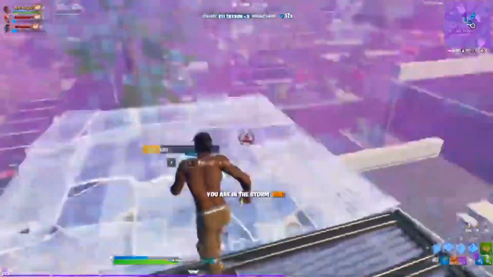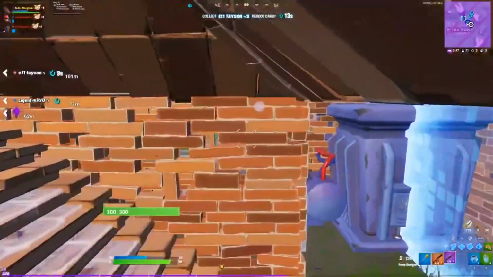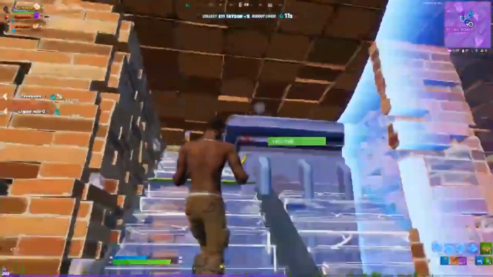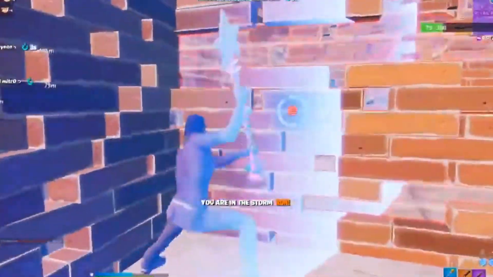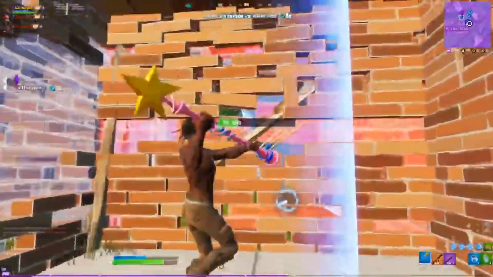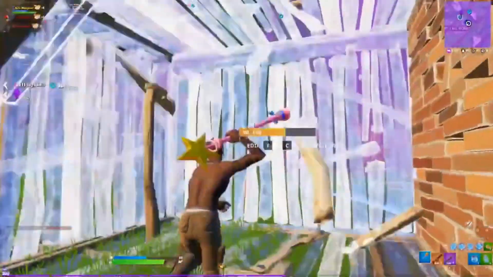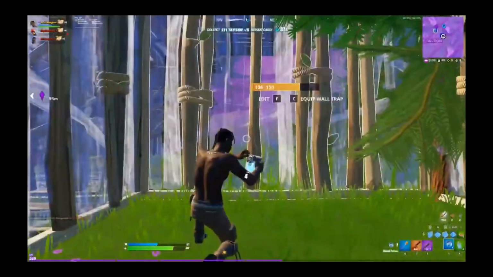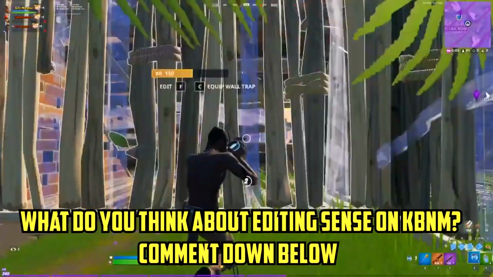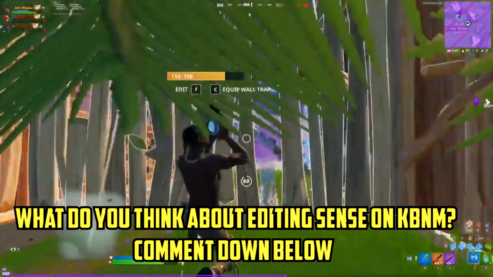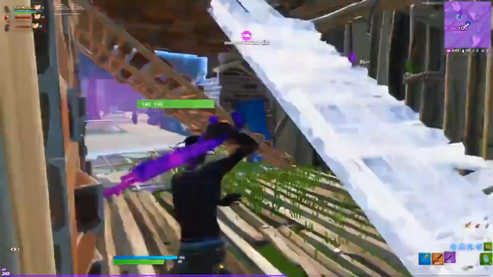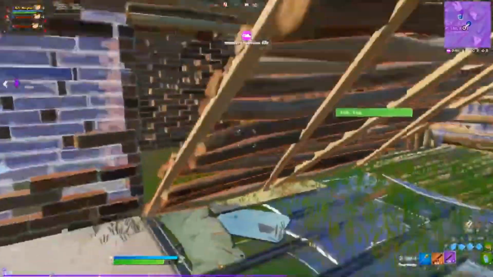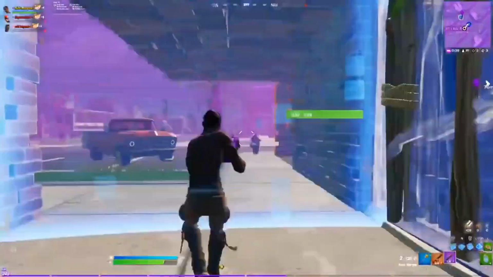A disadvantage for keyboard and mouse players is that they do not have an editing sensitivity. That means that whatever their X and Y sensitivity is, they have to use that for editing as well. So they have to adapt to the same sensitivity for both editing and aiming. But they do have a targeting sensitivity, which is for aiming, and which is okay. Comment down below if you are a keyboard and mouse player and what you think about an editing sensitivity coming to keyboard and mouse players. And another disadvantage is that they don't have 360-degree movement, as I said before.